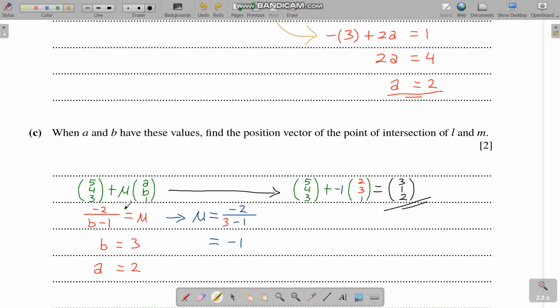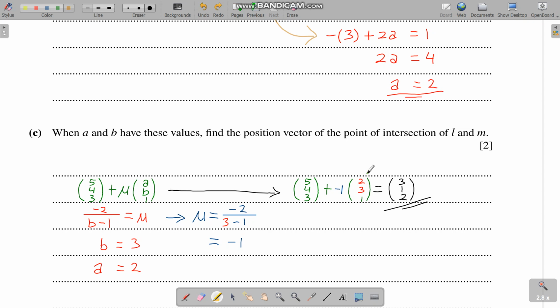So we can just plug in the value of b here. We get the value of mu. Now we have everything we need. We have the mu, replace it with minus 1. We have a and b, replace with 2 and 3.